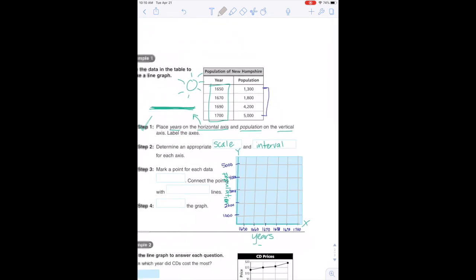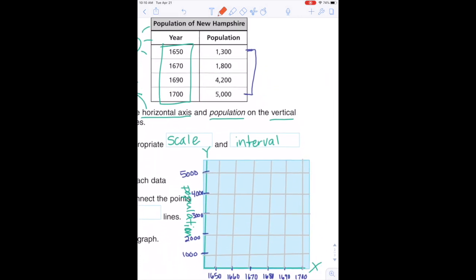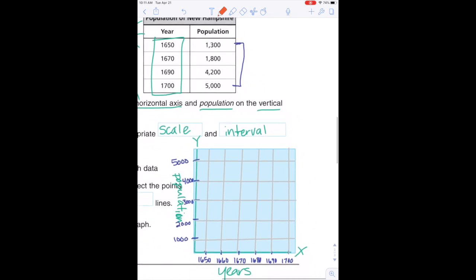All right, so we have our scale and our interval all set. Now we need to mark the data points for each of the years. When we mark data points, we first try to find the year that we're talking about. So our first one is 1650, and we have to go up to 1,300. And this is going to be hard.